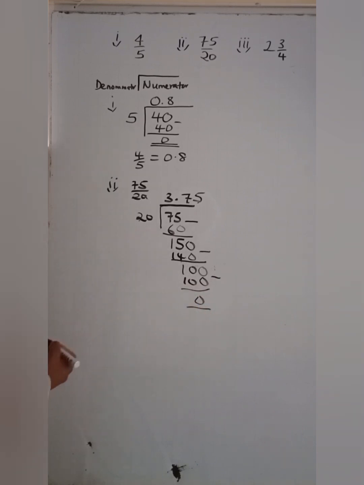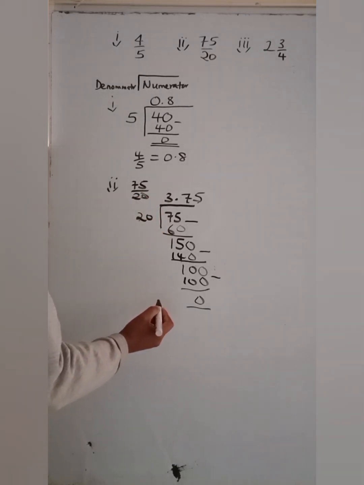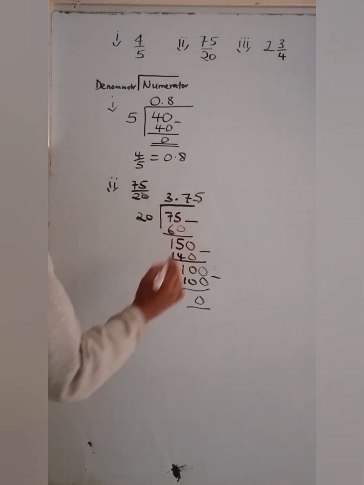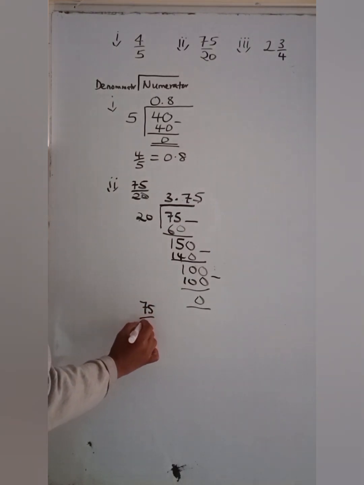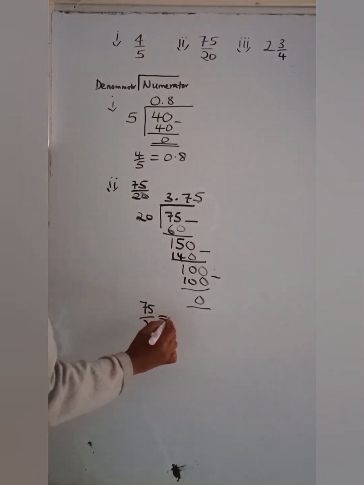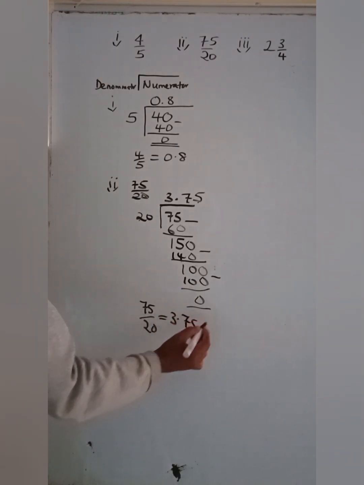The moment you have gotten 0, it means the division is over. And that means that this one in decimal form will be 3.75. So you can write here 75 over 20 in decimal form is 3.75.